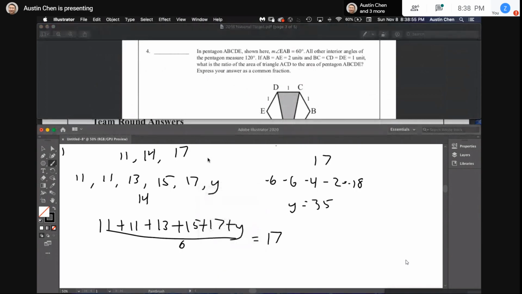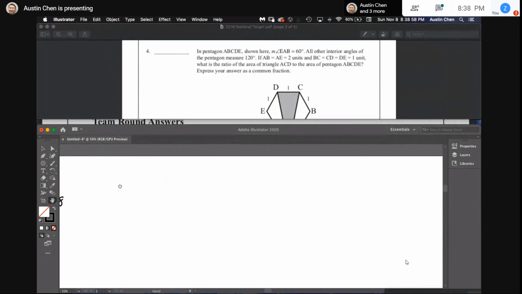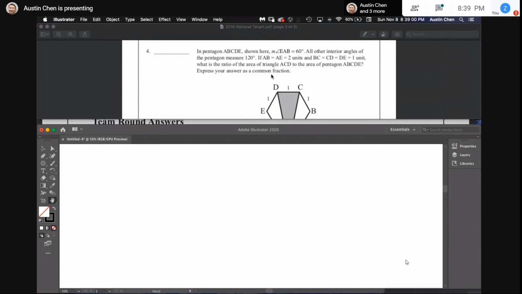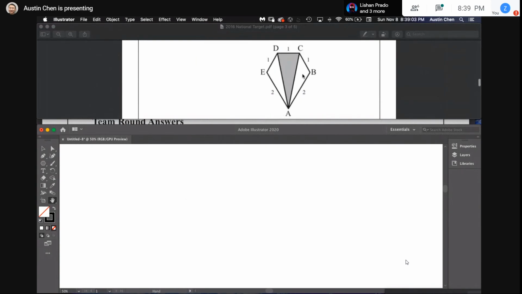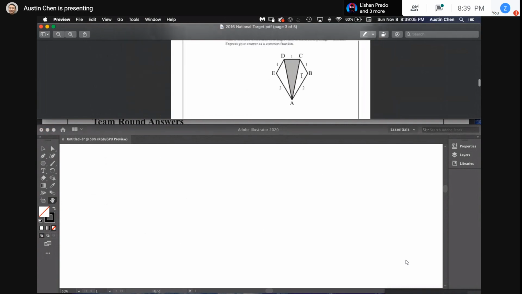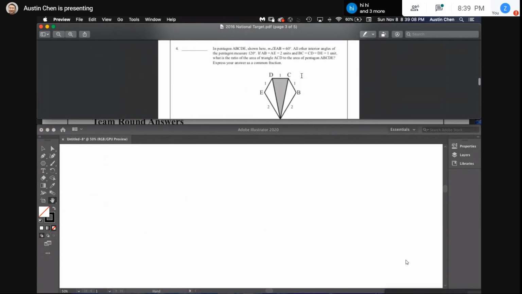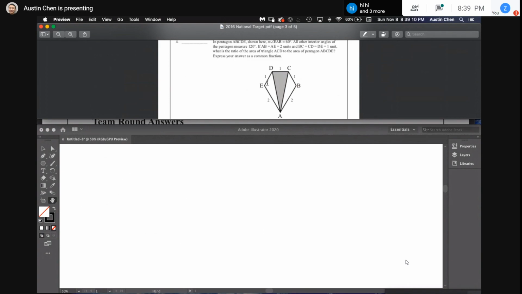Number 4. In pentagon ABCDE shown here, angle EAB is 60 degrees. Maybe let me try to zoom out a little bit. Okay. Angle EAB is 60 degrees. All other interior angles of the pentagon measure 120 degrees. If AB and AE are 2 units and all of those sides are 1 unit, what is the ratio of the area of triangle ACD to the area of the pentagon ABCDE?